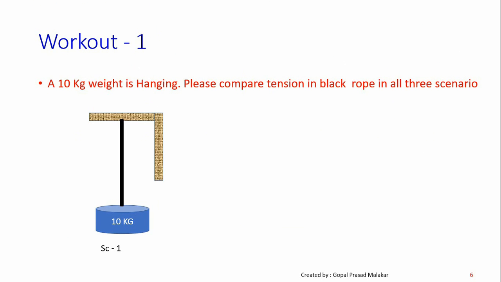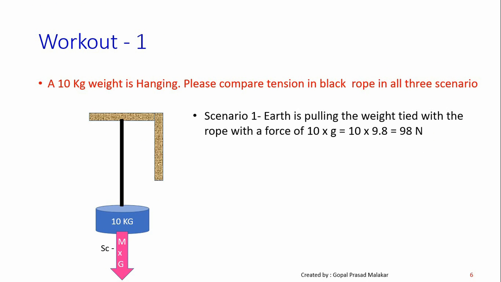Now in this situation there is a weight. Any weight gets a gravitational pull which is given by mg, m into g. Here 10 into 9.8, g is 9.8, so 98 Newton is the force that is getting applied because of gravitational pull. So Earth is pulling this object by applying 98 Newton force downwards.